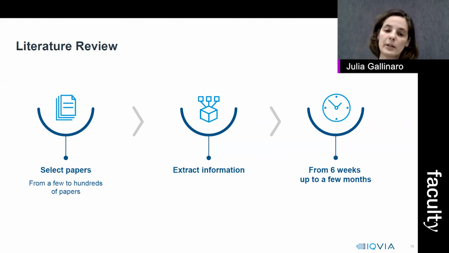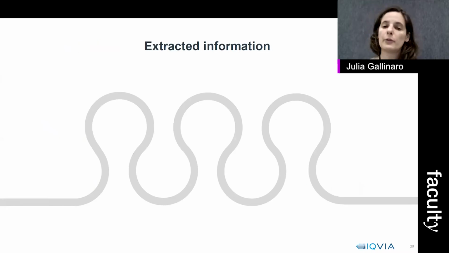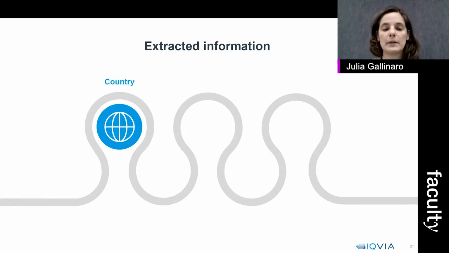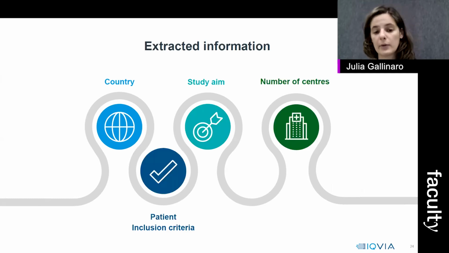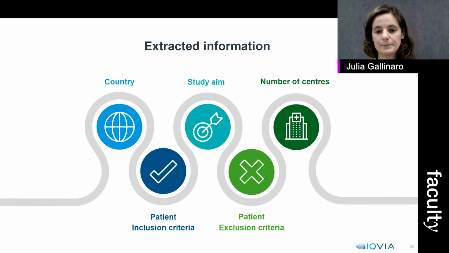So I'm talking here about extracting information, but what information is this? Let's assume, for example, that a client is interested in the details of a clinical trial for a specific drug. Common information to be extracted in this case could be the country where the trial took place, the study aim, the number of centers that participated in the clinical trial, and the criteria for including and excluding patients. This is normally done by a person, meaning that someone would read through the paper, collect all this information, and combine it into a table. But we are now suggesting to use GPT-3 to do this.